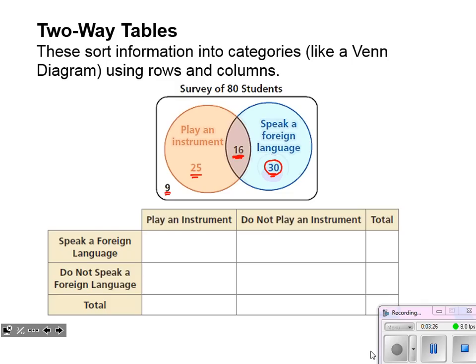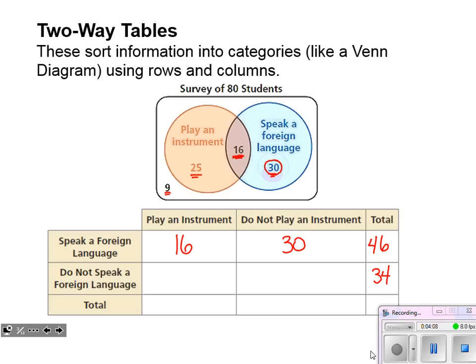So now if we look in our table, how many students speak a foreign language and play an instrument? Well, there are 16 students that fit that category. They do both. How many speak a foreign language but do not play an instrument? Well, that's 30, part of that blue circle that doesn't overlap. And that leaves us with a total number of students of 46 that fulfill the requirement of that first row, that speak a foreign language. Now, do not speak a foreign language. Okay, well, if 46 of them speak a foreign language and there are only 80 total, I'm expecting 34 students total that do not speak a foreign language.